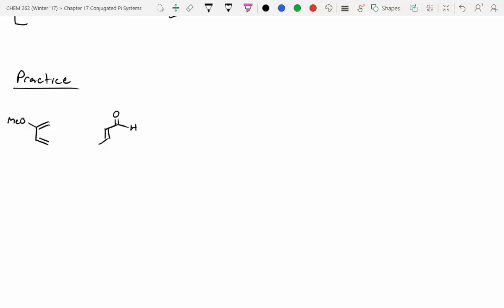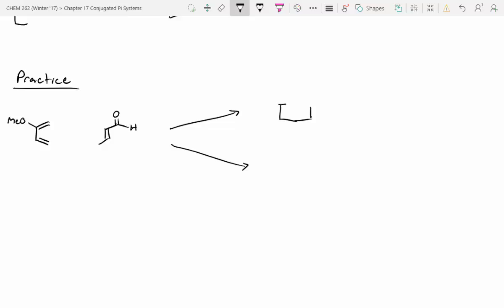So what I want you guys to do is to predict what the product would be out of this. And I'll give you guys a hint, too. We've got a couple of different options. And one is correct and one is not, but I want you to see if you can figure it out with your neighbor. So one of these will have the methoxy group on the opposite side of the ring of your aldehyde. And then the other one will have them on the same side.